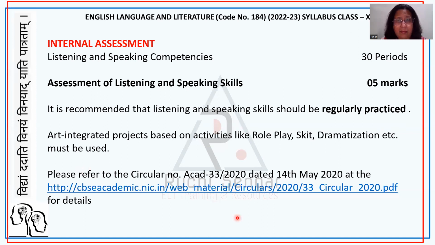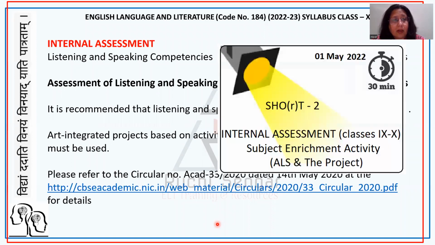It's the same, but it is a part of listening and speaking. This and listening speaking is a part of subject enrichment. I'll give you the details when we meet on 1st of May for this session. This is what the session is all about. We have it on subject enrichment and it very clearly says ALS and the project. So if somebody is keen on registering, please do so.